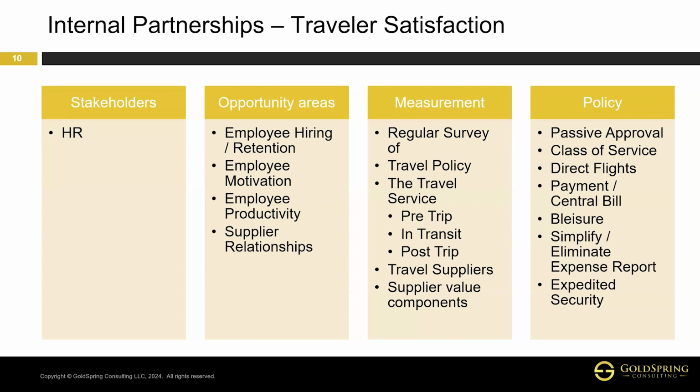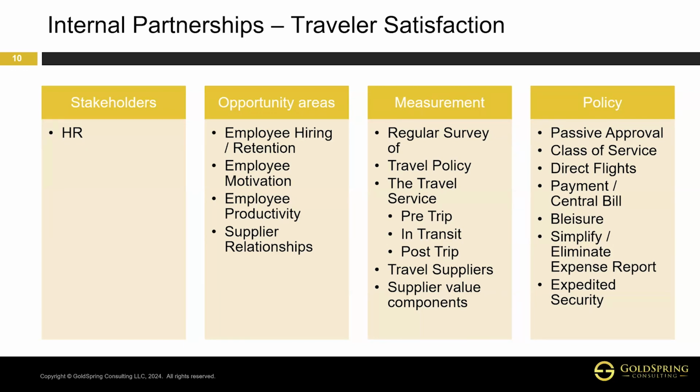So where might we see this fall out into the policy? Maybe it's a more flexible passive approval process. And we can see that some of these strategy drivers now are in conflict with each other, right? So we need to find the balance and alignment. Class of service, again, it's going to cost more, but you're going to get happier travelers, right? Direct flights, of course. Maybe a central payment, using virtual cards, making that less hassle for the travelers. Combining business and leisure travel, allowing that, being very, very flexible there. Simplifying or eliminating expense reports.